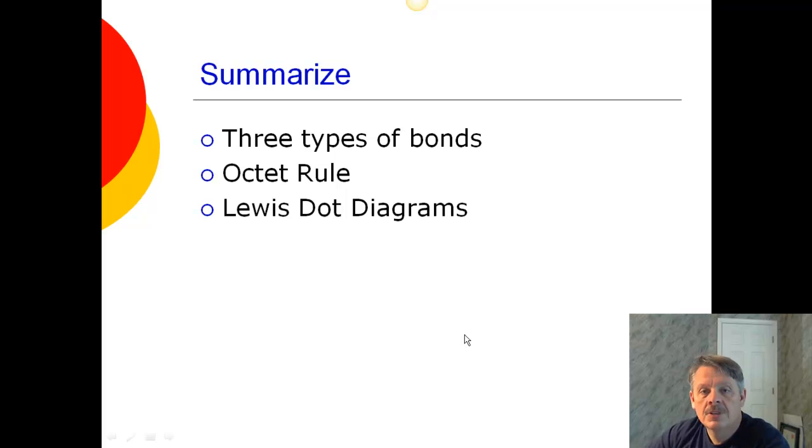Okay, folks, there are 3 types of bonds you need to know about: ionic, covalent, and metallic. We're going to talk about those in detail in the next few podcasts. You need to know the octet rule. Atoms tend to gain, lose, or share electrons in order to obtain the electron configuration of a noble gas. We'll talk about that a lot in the next couple of podcasts. You also need to be able to do Lewis dot diagrams for atoms, because we're going to be building on that and using them to build molecules in the future.